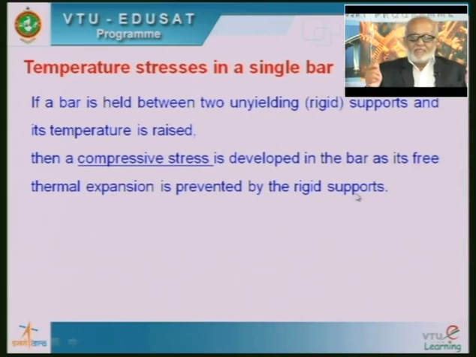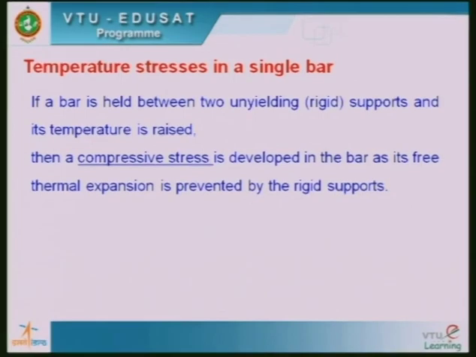So you are having one bar without any rigid supports. You try to increase the temperature, then simply the bar is going to expand. But if you prevent this expansion, suppose this was the length, because of the rise in temperature there is an increase in length. Suppose you do not allow this increase in length to happen, and it is held between two rigid supports, and the supports are so strong that it will not allow the bar to increase in length, then what is it going to happen?